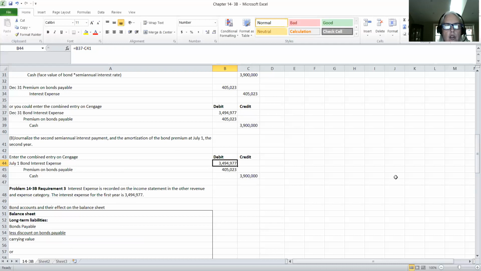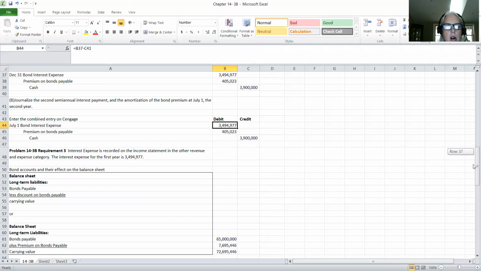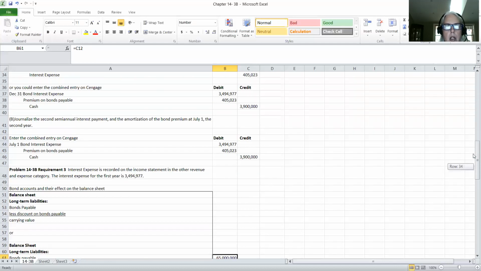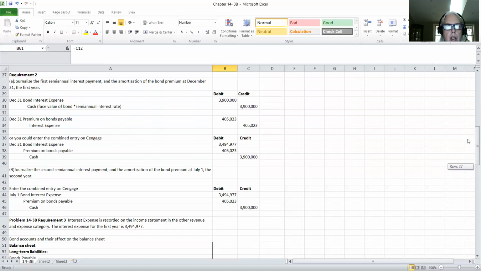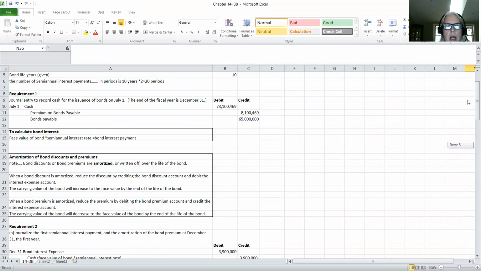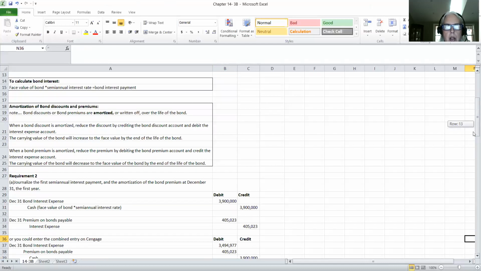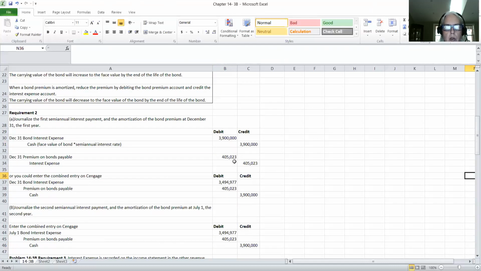Our balance sheet accounts that would be affected are our long-term liabilities. Our bonds payable would be recorded at the face value, which was given, and then at the end of the first year, only the end of the first year, our premium has been reduced by $405,023. It was originally $8,100,469, but at the end of the first 6 months, we amortized that. We reduced that premium by $405,023.